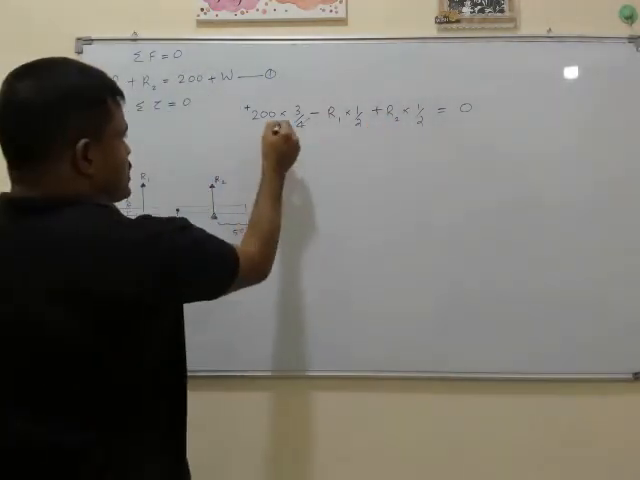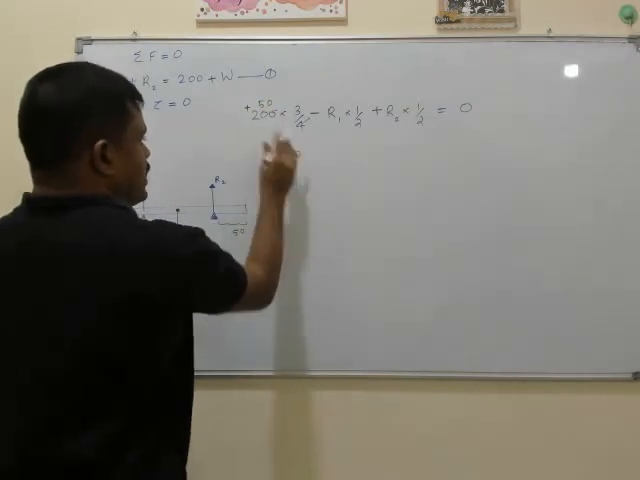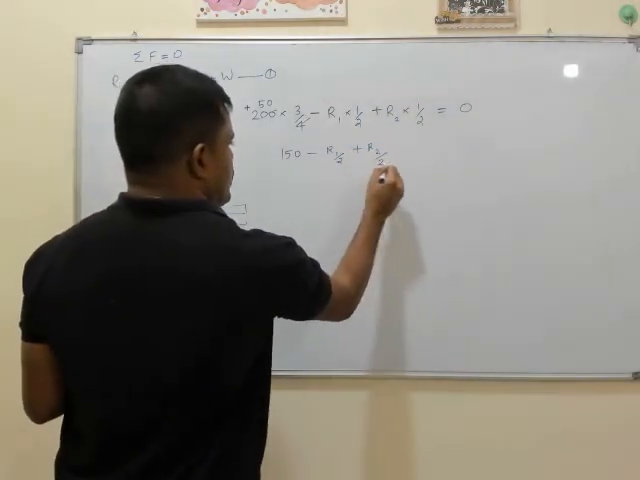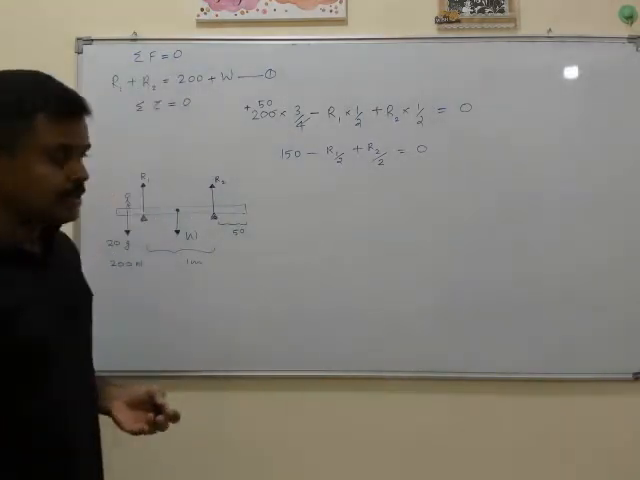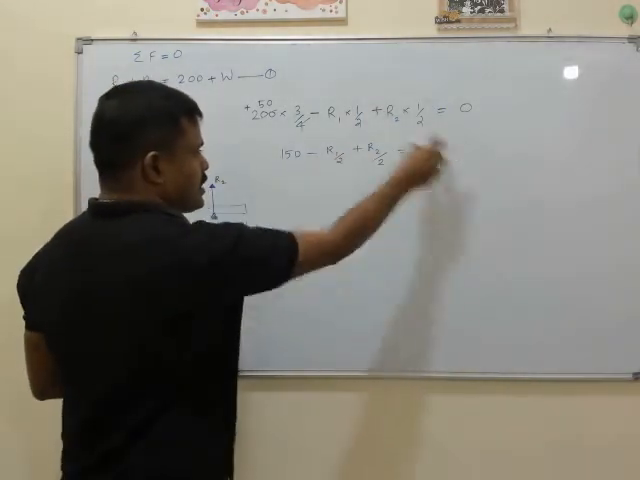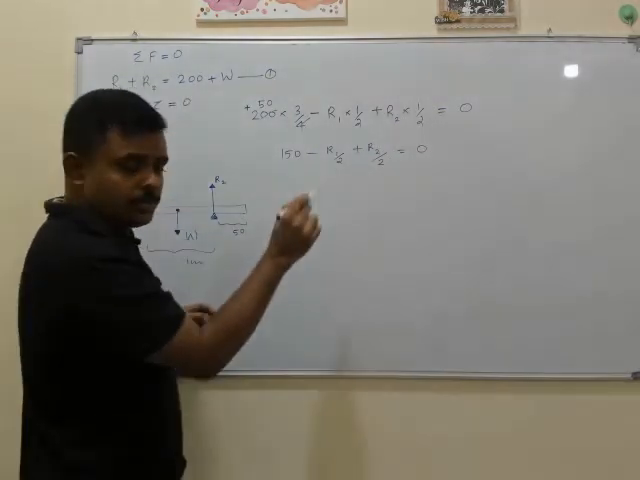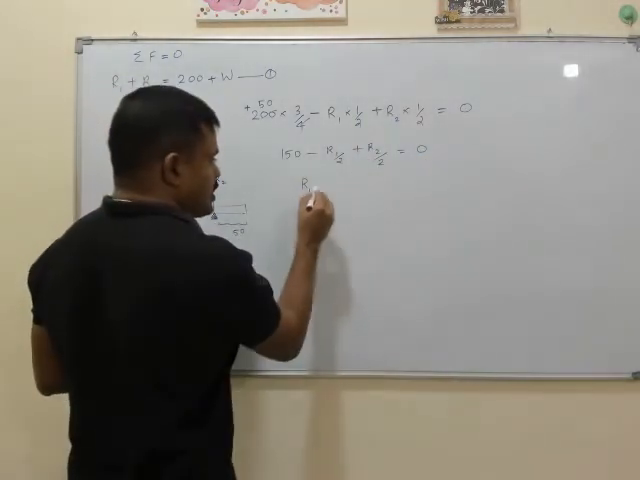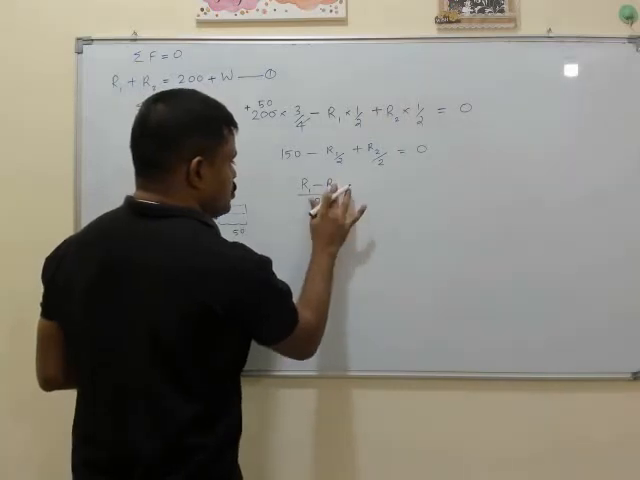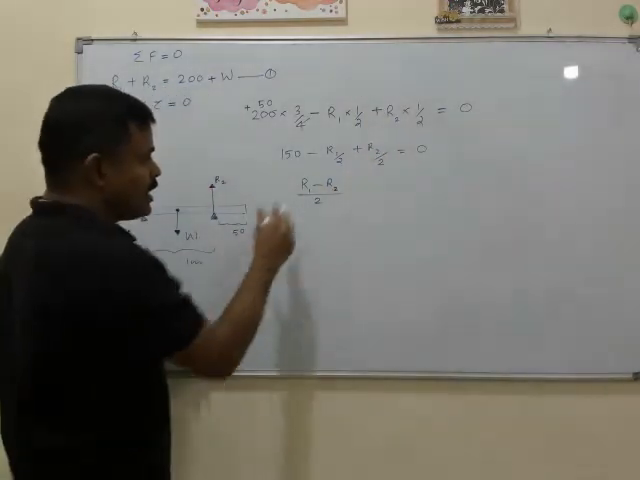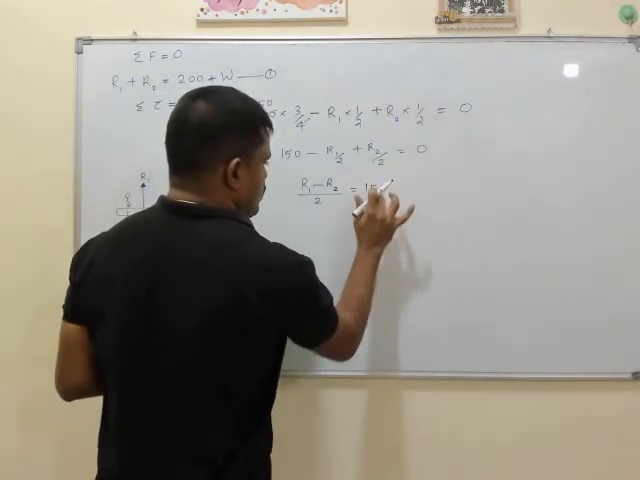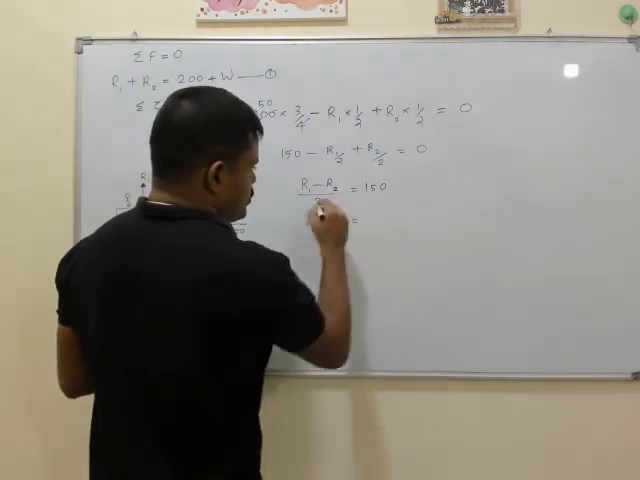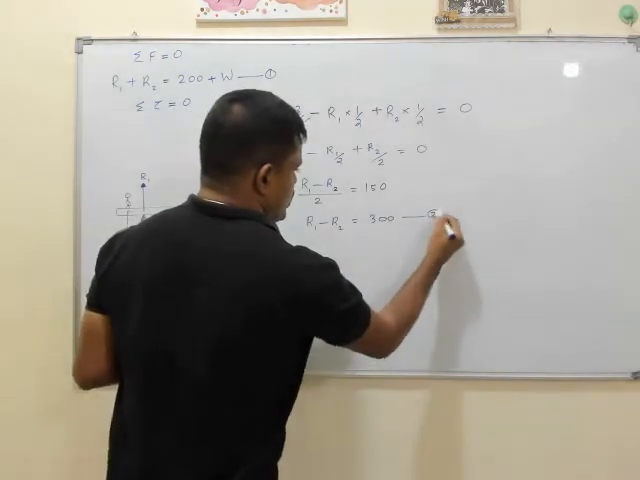So let us simplify this. This and this are gone, it is 50. So 150. 50 into 3 is 150. Minus R1 by 2 plus R2 by 2 is equal to 0. Correct? So I'll take these to the right hand side. Both have a common 2 there. R1 goes to the right side to become plus R1, and R2 goes to the right side to become minus R2, divided by 2. Both these terms have 2 in the denominator, and the other side is 150. So let us cross multiply. R1 minus R2 should be equal to 2 into 150, 300. That is my equation number 2.